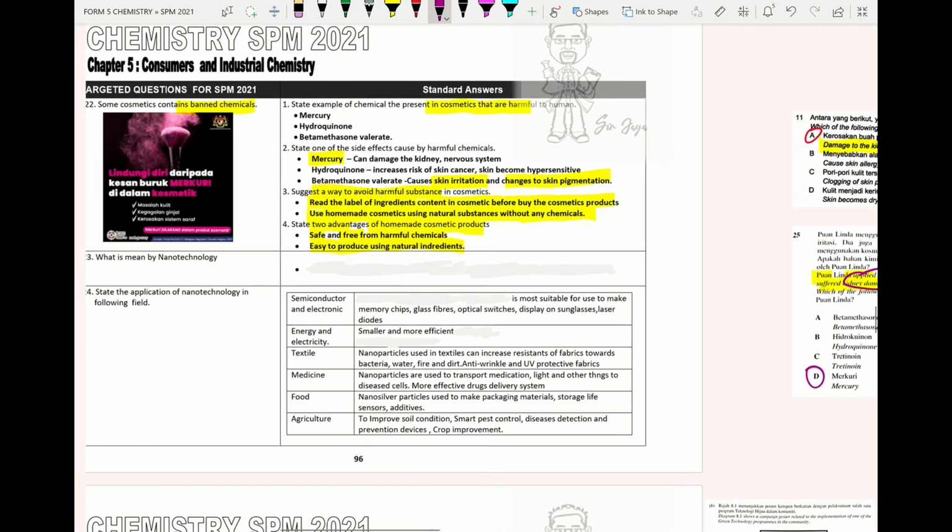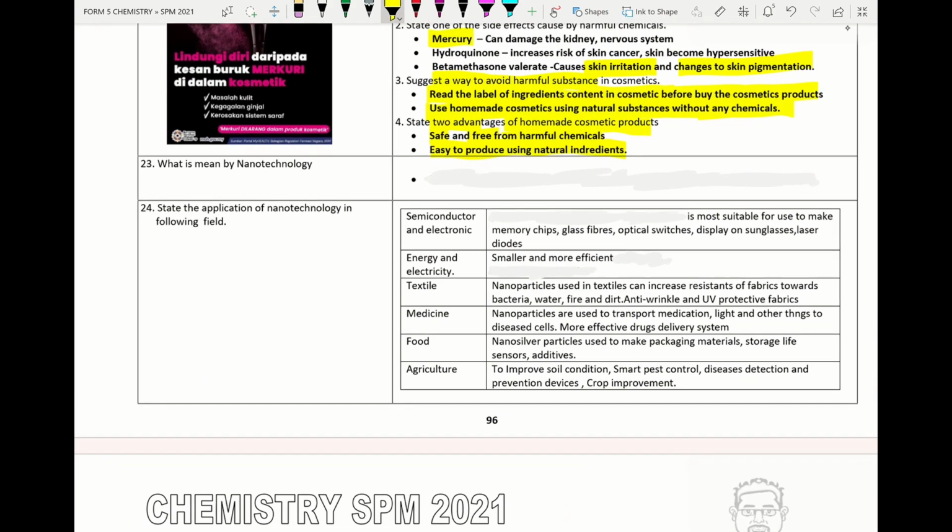All right, so we move on to the next part, nanotechnology. What is meant by nanotechnology is a development of materials, devices, and gadgets using the properties of nanoparticles. All right, for the application of nanotechnology, please remember, there is a rapid movement of electrons in graphene. Graphene is an electrode that is made up of carbon atoms.